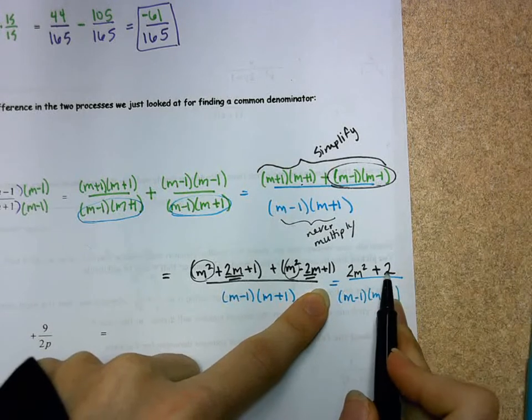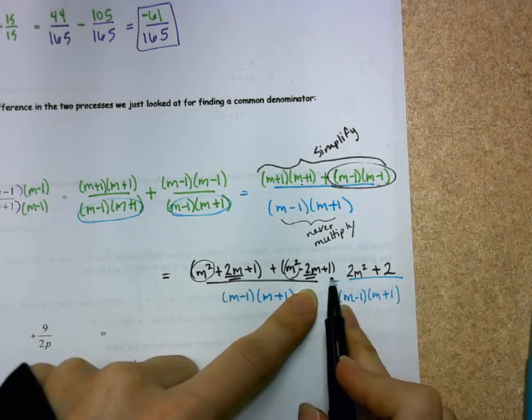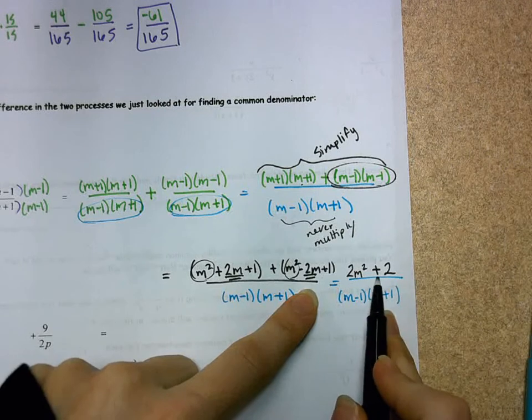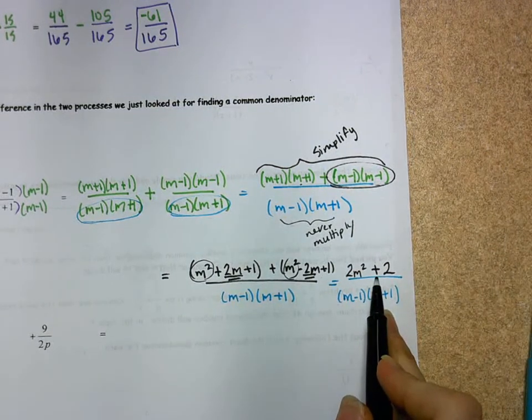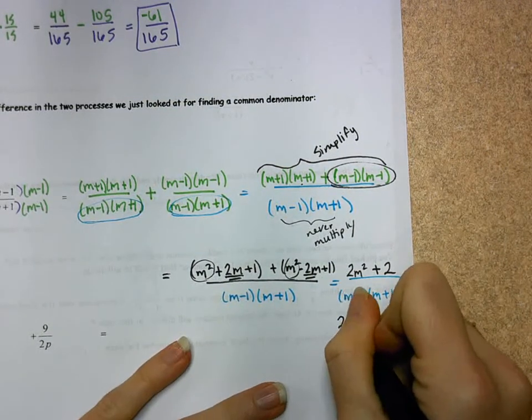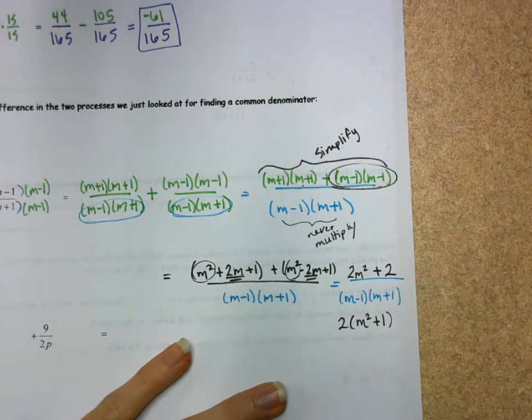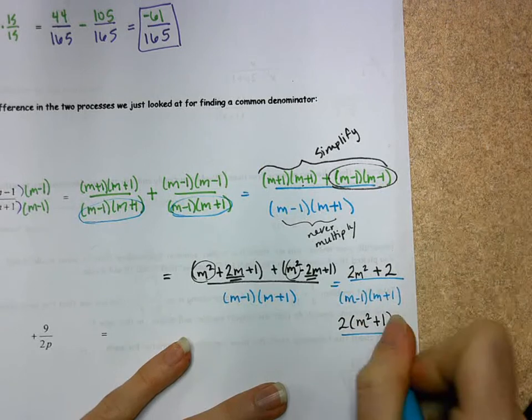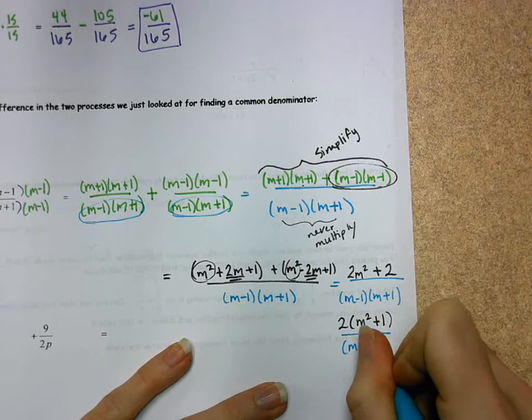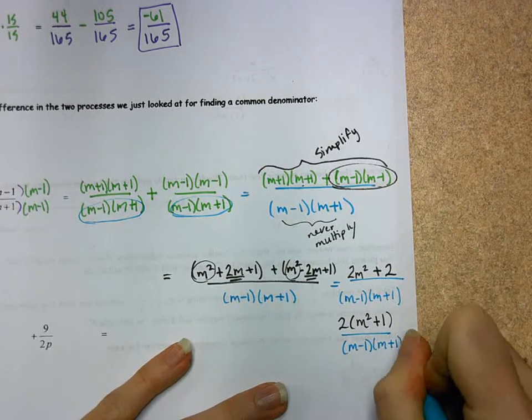Now take a look why that step was so important. What GCF do you now see that you could take out of the top two terms? And hopefully you're saying, well, 2, of course. So I could take out a 2, and I have 2 times quantity m squared plus 1. And in the denominator, I have it still as quantity m minus 1, m plus 1.